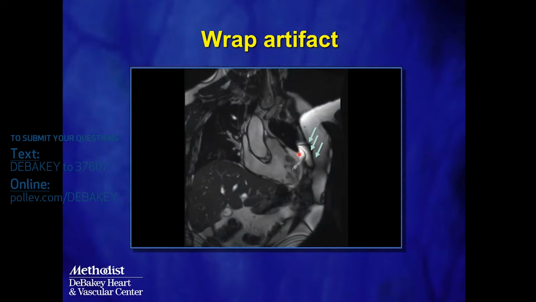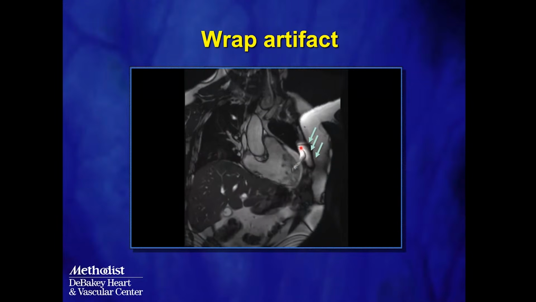So typically what you notice over here is on this 3-chamber RV long axis view, you can see here that the patient's arm is wrapping over this image. The reason behind that is that our original field of view was smaller, especially in this phase encoding direction, which was from right to left.